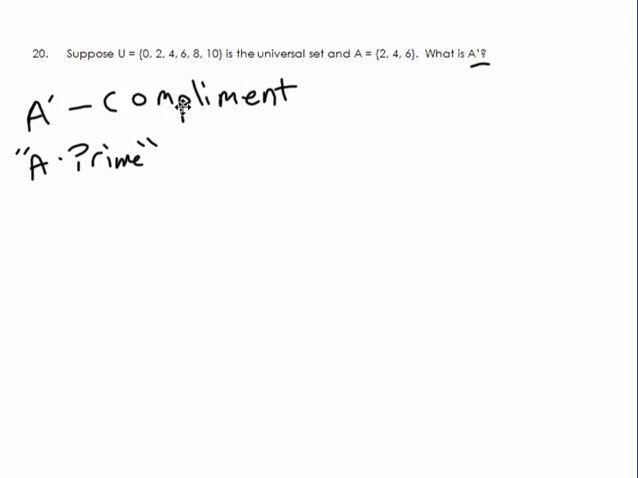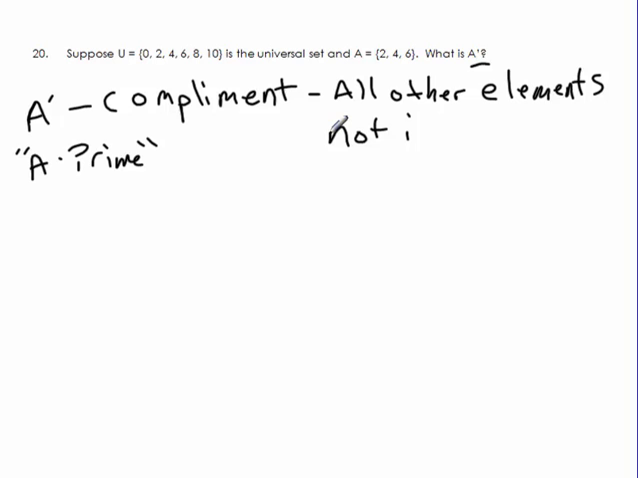Now, what does it mean to be a complement of a set? Well, the complement of a set is all the other numbers. So I'm going to say it like this. The complement is all other values, all other, let's call them elements, that are not in A. So, what are the other elements of U that are not in A? Well, 2, 4, and 6 are in A, so A prime must be 0.